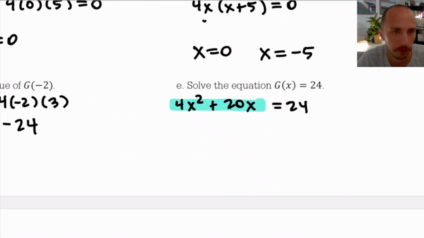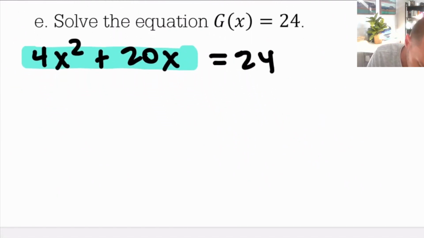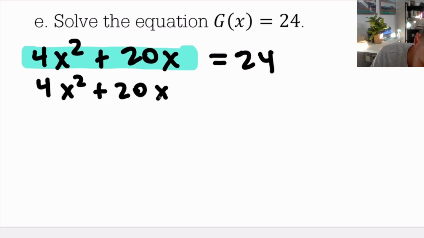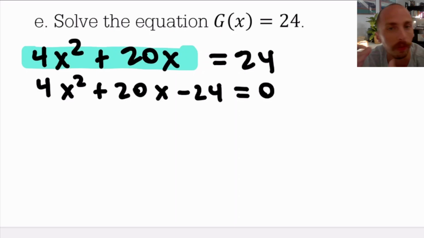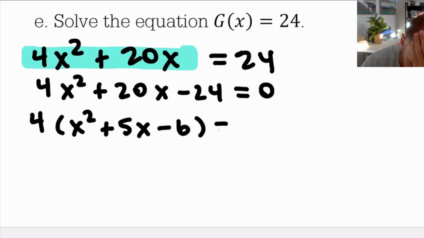I'm going to enlarge this so I have some more room to work. Set it equal to 0: 4x squared plus 20x minus 24 is equal to 0. And I see 4 in all of this because 4 divides 20 and negative 24, so I'm going to factor out that greatest common factor. I'm going to say 4 multiplied by x squared plus 5x minus 6 is equal to 0.